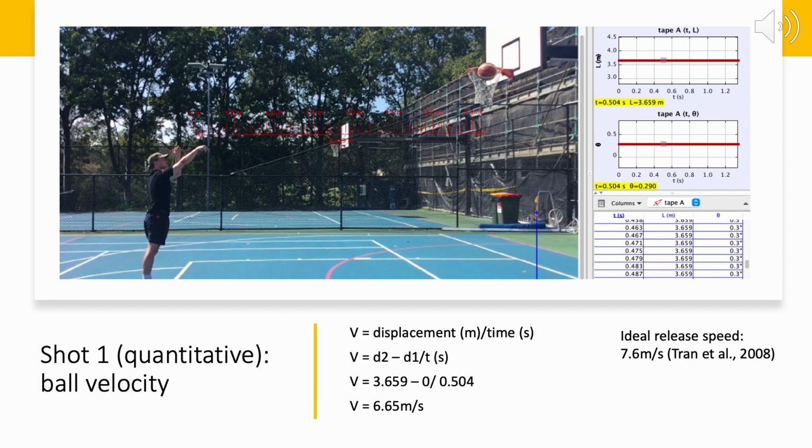Research suggested that an ideal ball velocity of 7.6 meters per second was found to increase the probability of successful shot. To correct this, the shooter must increase the force production, which will increase the ball's velocity and the distance it travels.